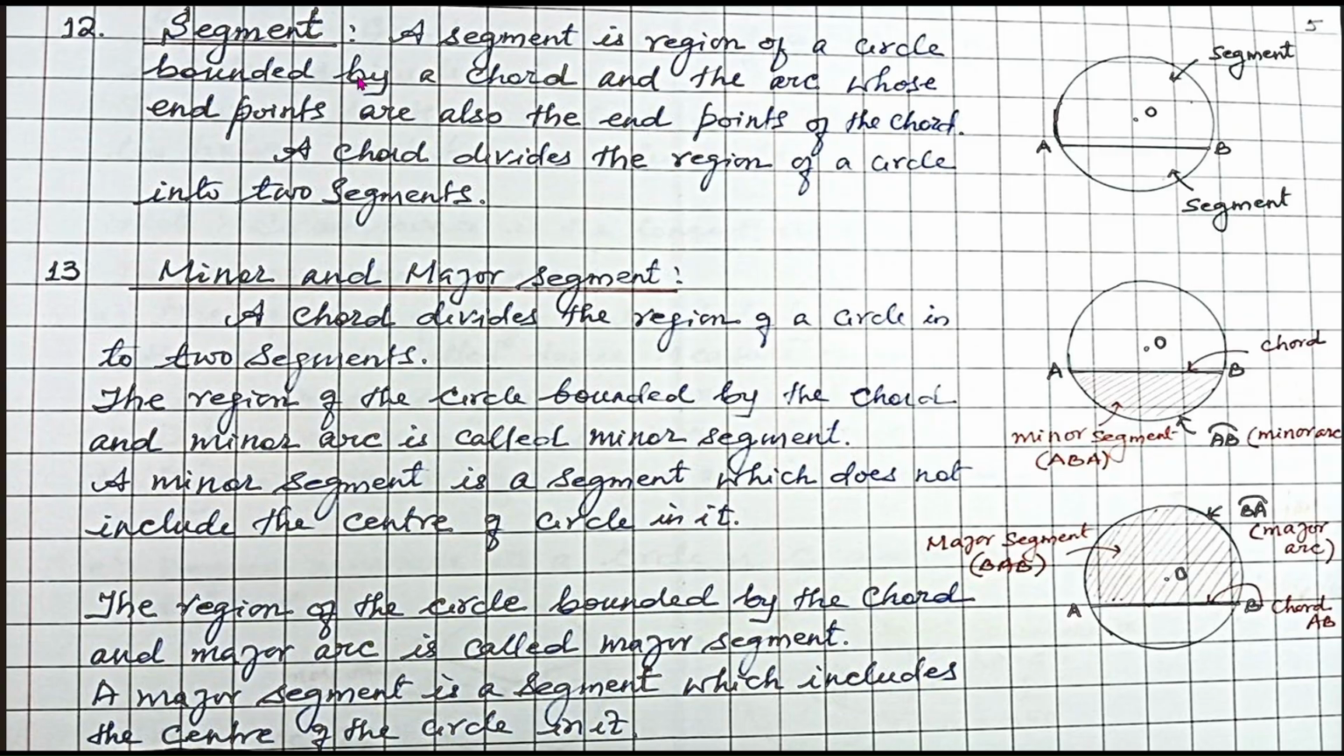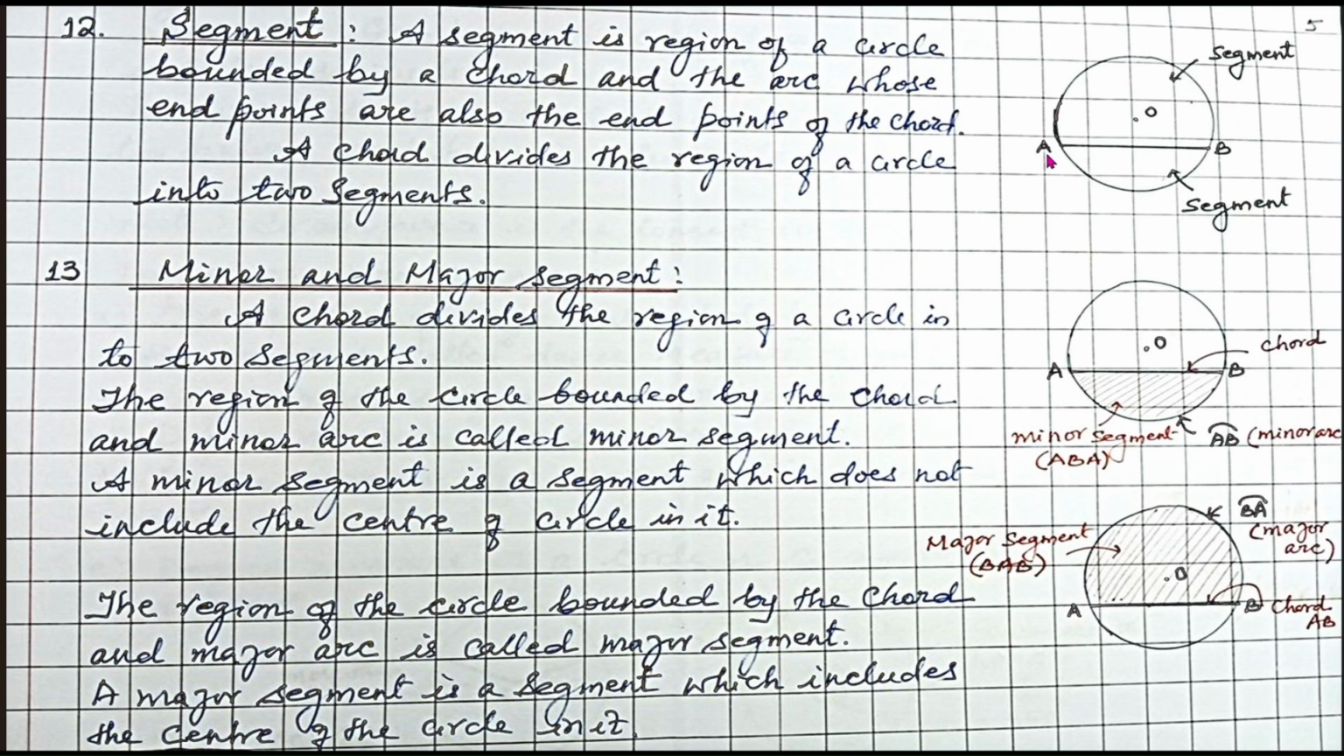Remember that. Now segment. A segment is a region of a circle bounded by a chord and the arc, whose endpoints are also the endpoints of the chord. A chord divides the region of a circle into two segments. Now let me explain this to you. We have a circle here, and AB is a chord. The chord AB divides the circumference into two arcs. We have arc AB here and arc BA here.